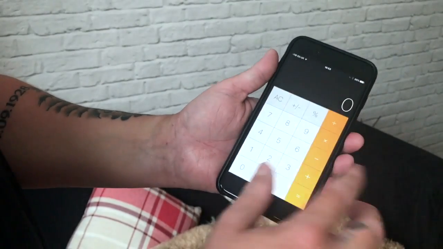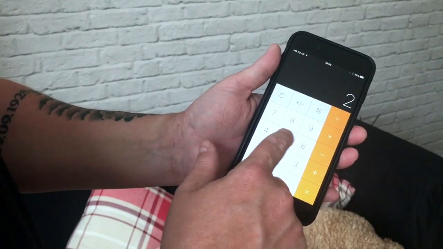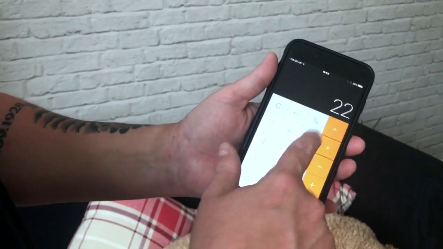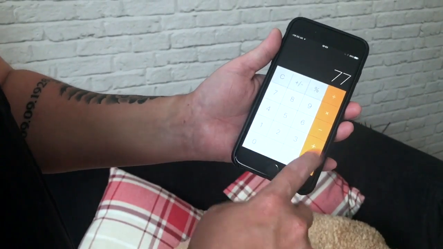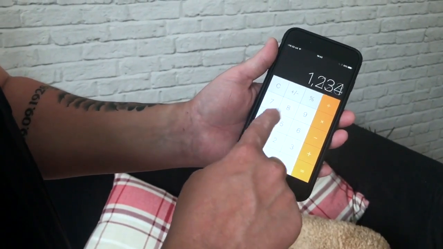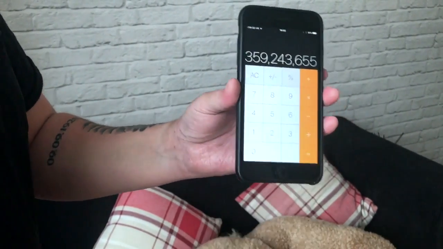This is really cool. So let's put in some information. So let's put in the 22nd times 9 equals times, say, somebody who's 77 equals times by their 1, 2, 3, 4, 5, 6-digit PIN number. You get this. Now, this is the really cool part.